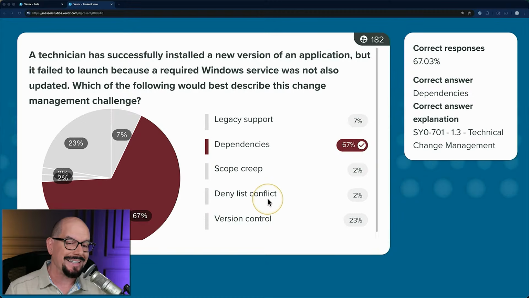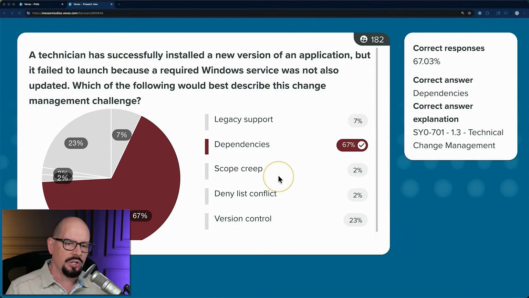2% said a deny list conflict. This is especially useful or can be seen when you're working through a firewall. You're working through some type of access control list, ACL, where you're trying to perform a function, but you're locked out from performing that function. If you're not an administrator on an operating system, you may be denied from performing upgrades. That would be an example of a deny list conflict.